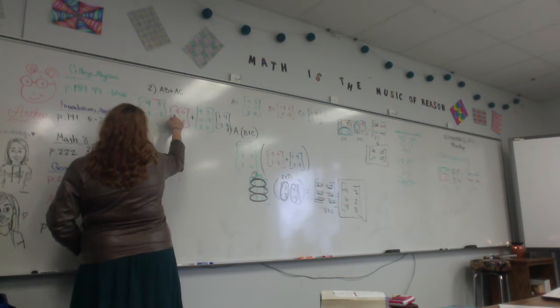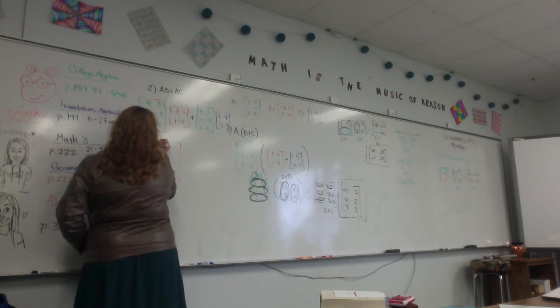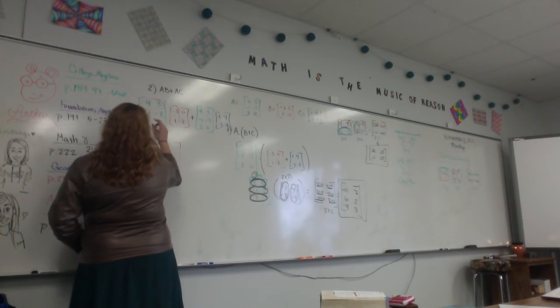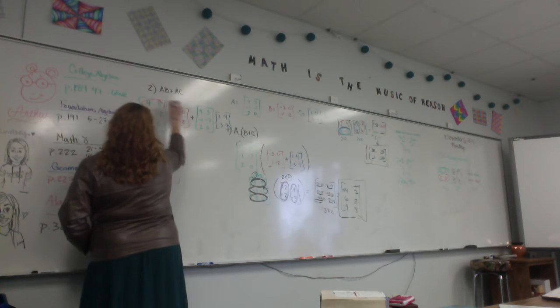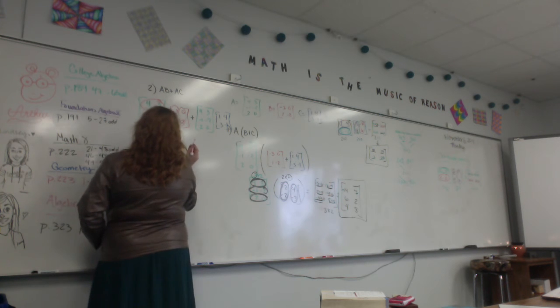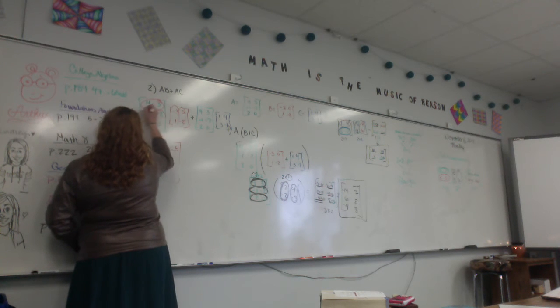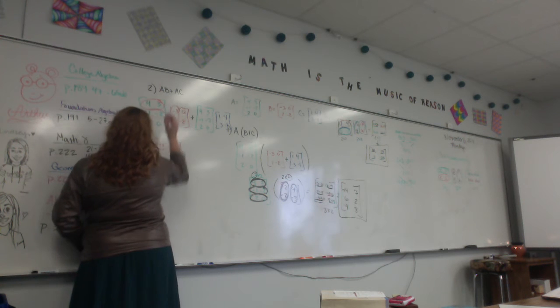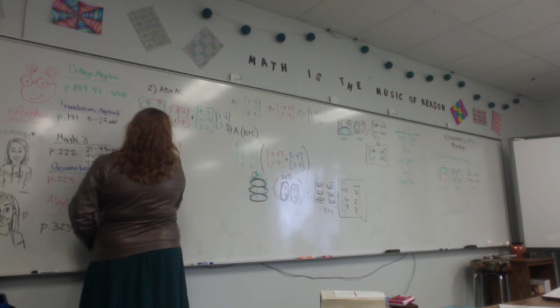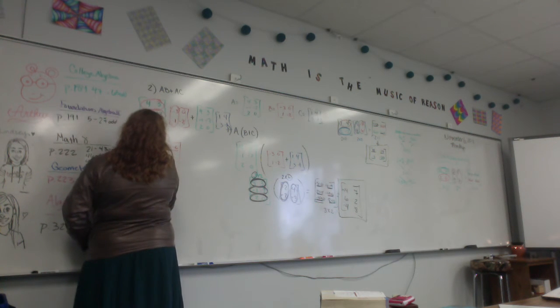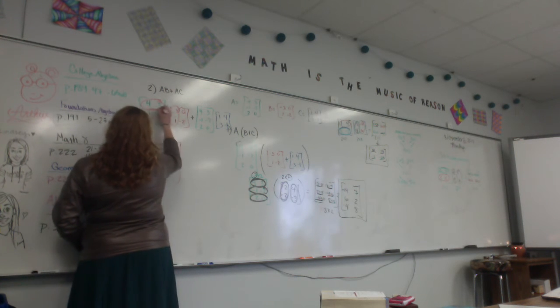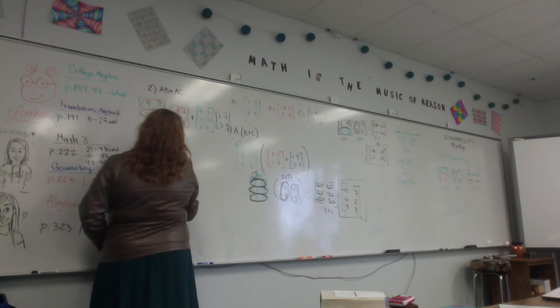What's 4 times negative 3? Negative 12. Okay, what's 3 times 1? 3. Okay, I have to do this again, times this. 4 times 0, 0. 3 times negative 2, negative 6. Second row, first column. Negative 1 times negative 3, 3. Negative 2 times 1, negative 2. Second row, second column. Negative 1 times 0, 0. Negative 2 times negative 2, 4.